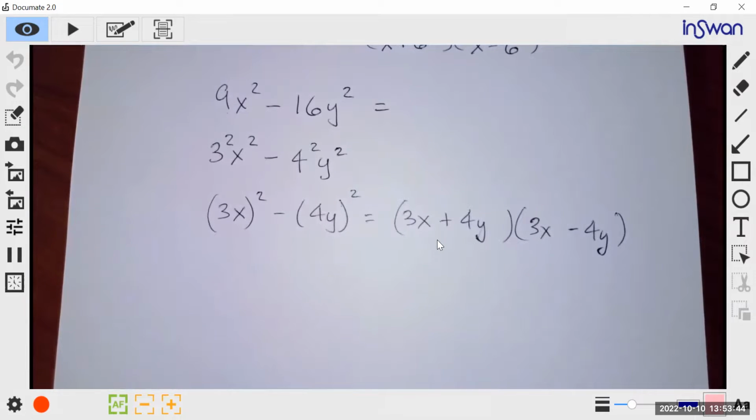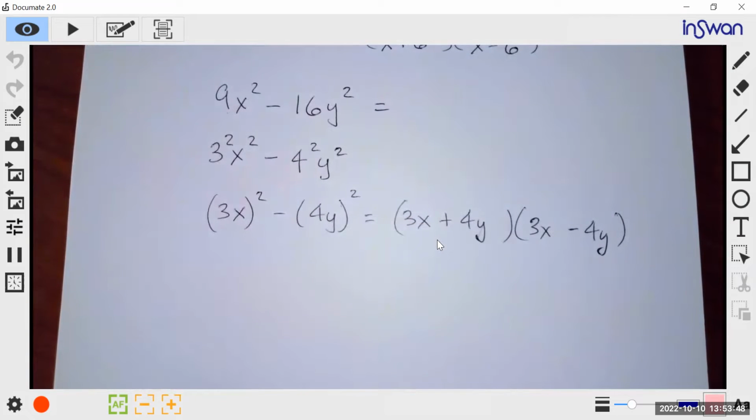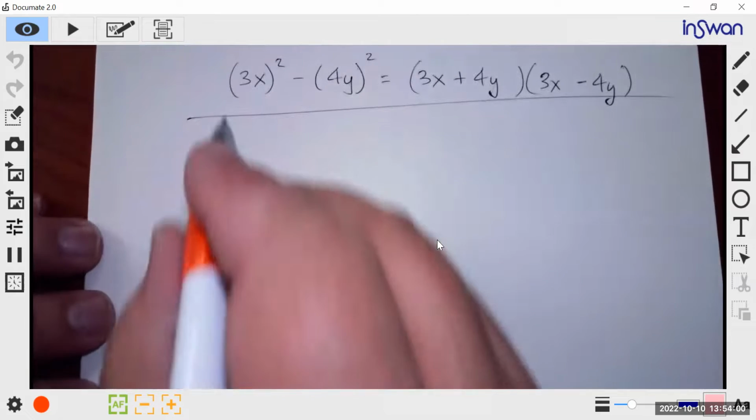So if you have two terms and you have a minus between them, see if both terms are perfect squares. If they are, then you can factor them out. Okay.